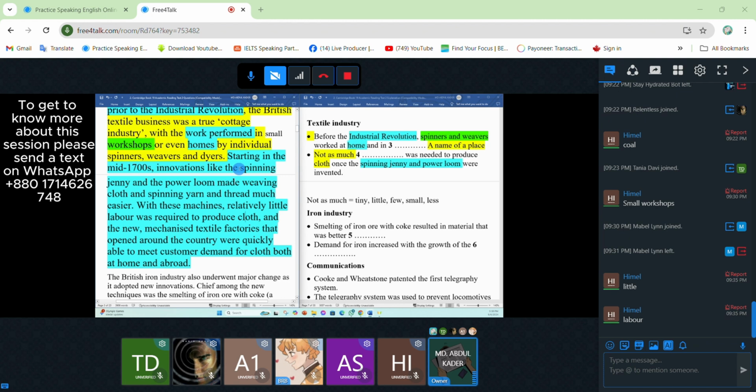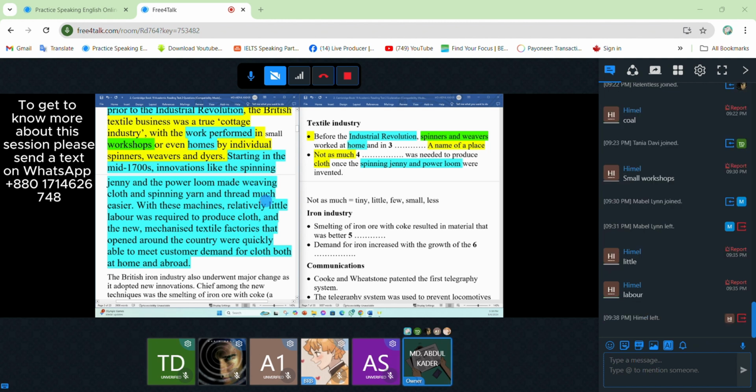Okay, let's read. Starting in the mid 1700s, innovations like the spinning jenny and the power loom made weaving clothes and spinning yarn and thread much easier. Okay, fine. Basically, the spinning jenny and the power loom made weaving clothes and spinning yarn and thread much easier.